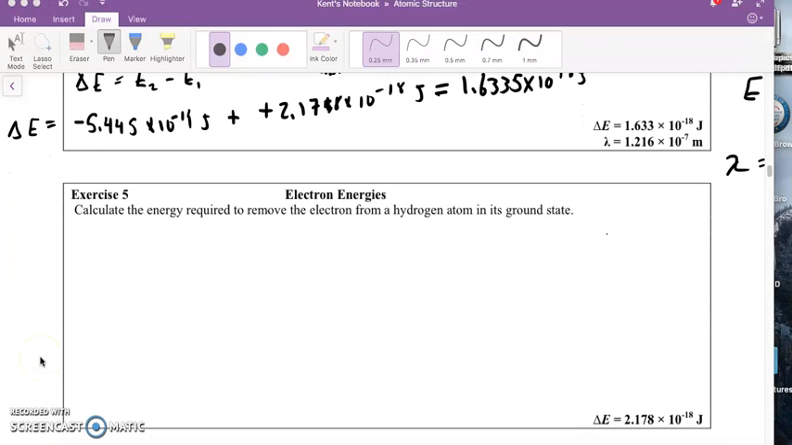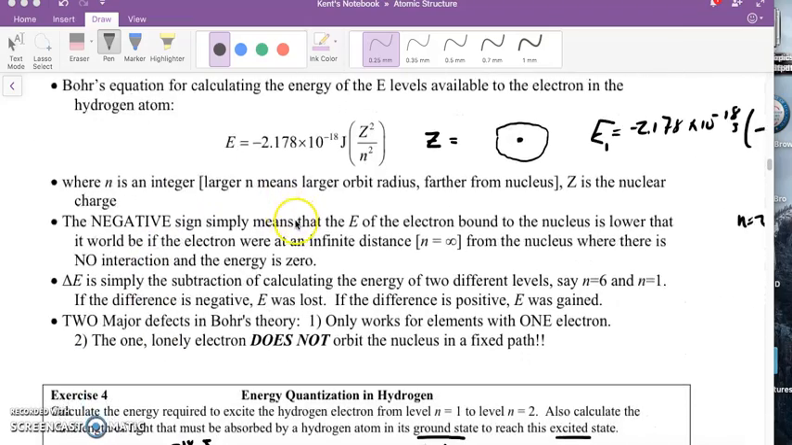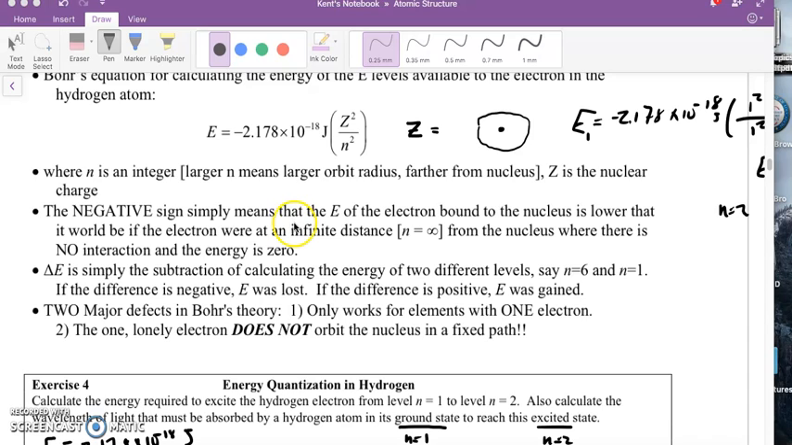Okay, calculate the energy required to remove the electron from a hydrogen atom in its ground state. So to actually remove the electron is to pull it a distance to where it will no longer interact with the proton in the nucleus of the hydrogen atom. And we looked at the energy equation up here earlier, and the only way that the electron would not interact with the nucleus is if it were an infinite distance away from it, right? Which we know infinity is not a real number, it's just a concept.